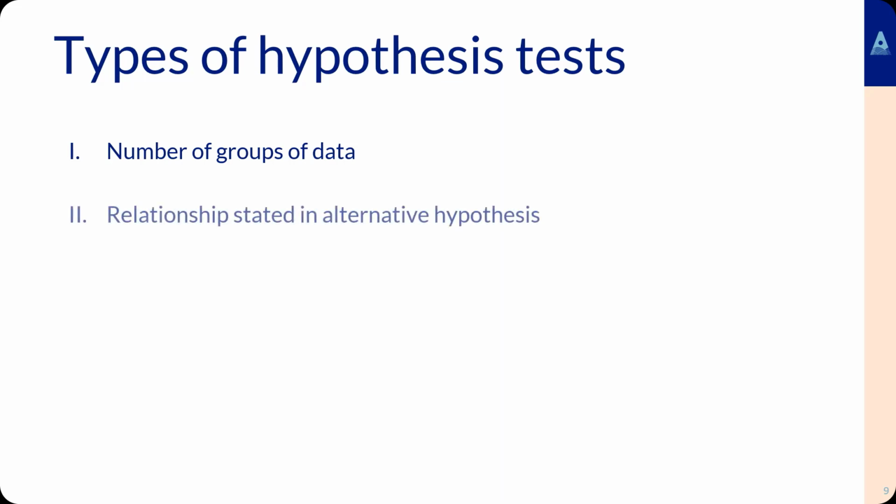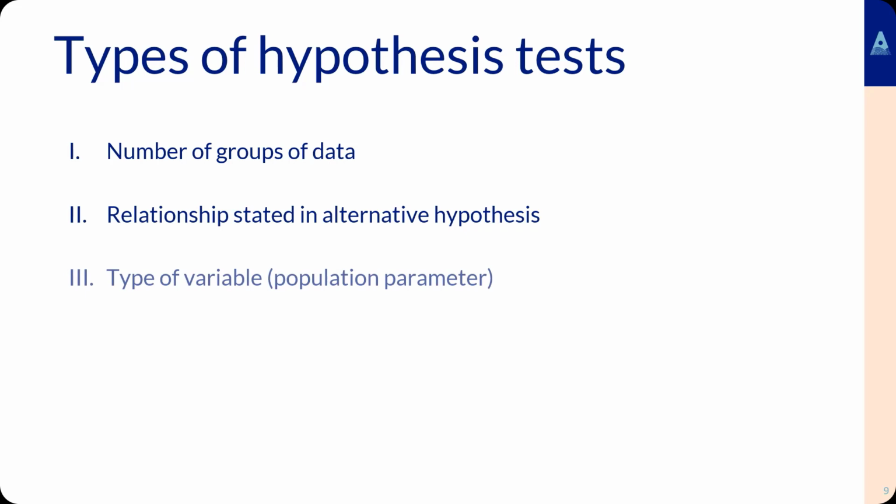The second one is, what is the relationship stated in the alternative hypothesis? Are we basically saying that we want to see if two populations are not equal to each other? Are we saying that one population's parameter is greater than another one, or one parameter is less than another one? So nearly always it's the not equal to, but it can also be specifically less than or greater than.